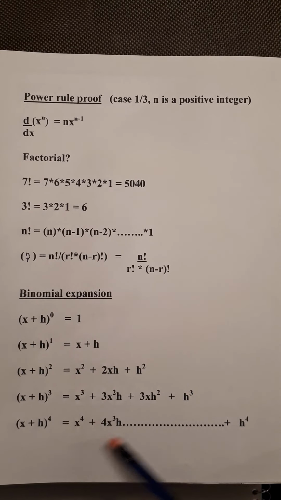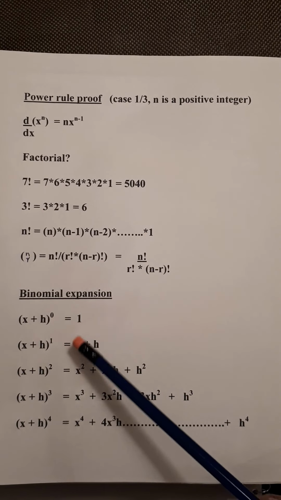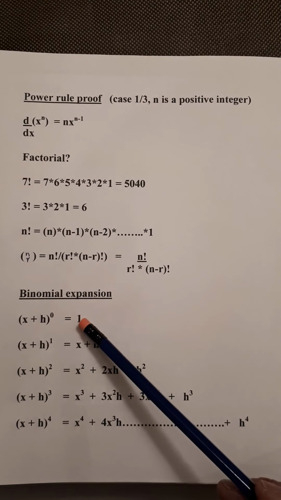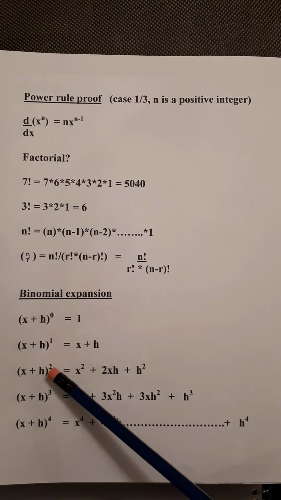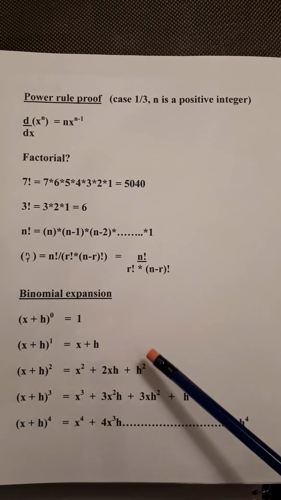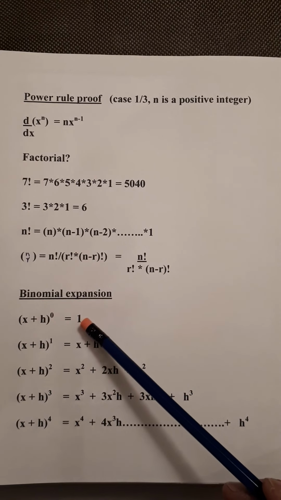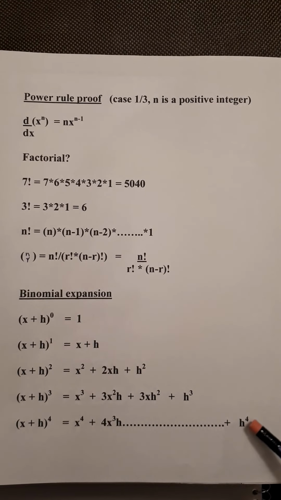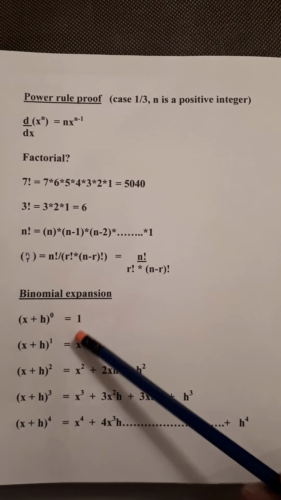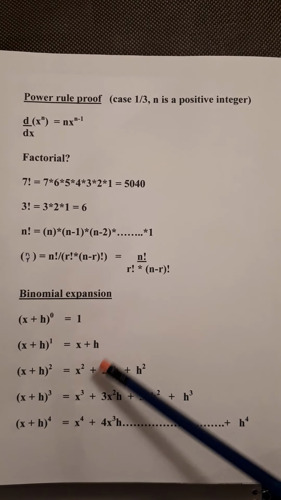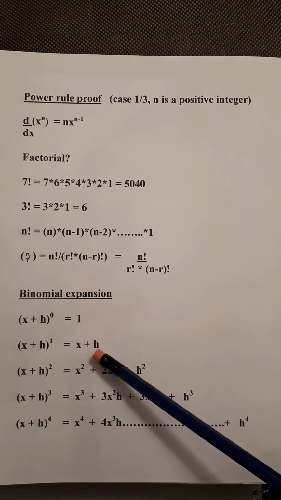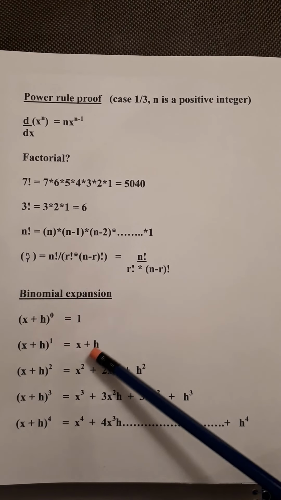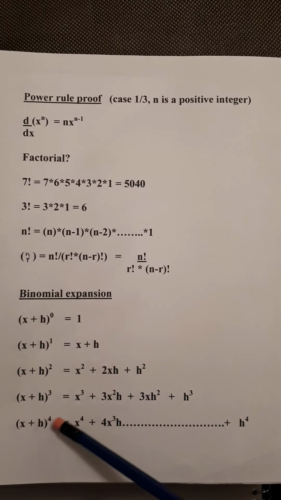And you can see in all these expansions, the first term is going to be, if it is 0, x to the power 0; 1, x to the power 1; 2, x to the power 2; 3, x to the power 3; 4, x to the power 4. Same thing with the last term: h to the power 0, h to the power 1, 2, 3, 4. And also we can notice that the coefficient of the first term is also 1. The coefficient of the second term is equal to n. See, 1, 1, 2, 2, 3, 3, 4, 4.